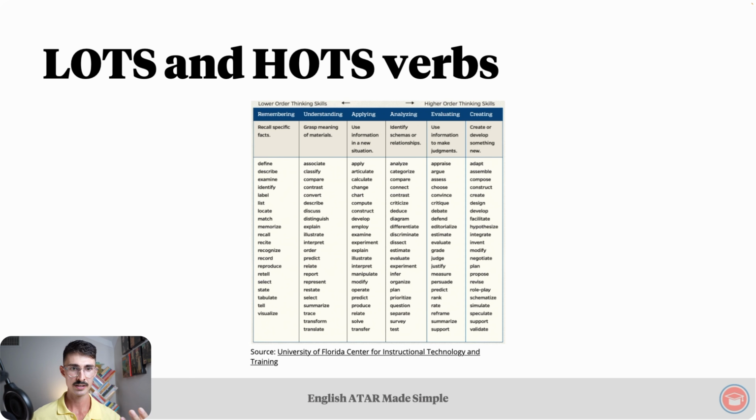For instance, remembering, we've got define, describe, examine, identify. Then on the other end, moving to the end of the higher order thinking skills, we've got words like adapt, construct, create, negotiate. They're more technical, they're more complex. The point of this table is to illustrate that different verbs, different doing words have different levels of complexity. For instance, defining something, a remembering skill on the lower order thinking side, is much easier than adapting something, which is on the higher order thinking side.